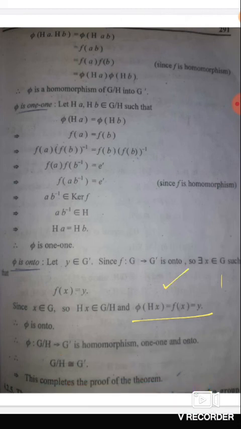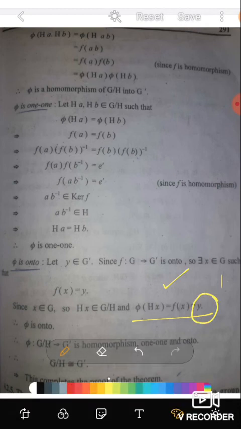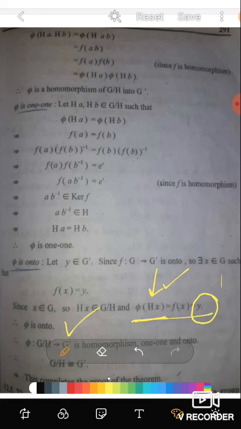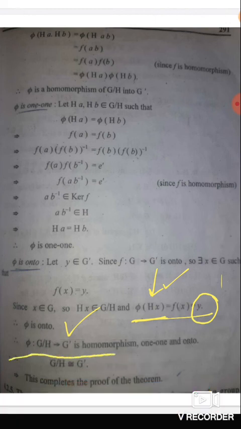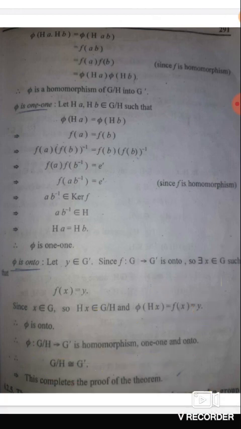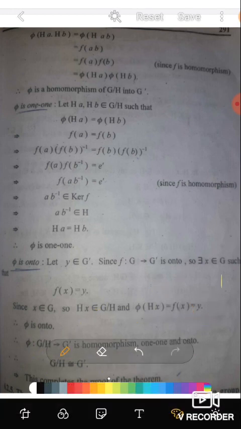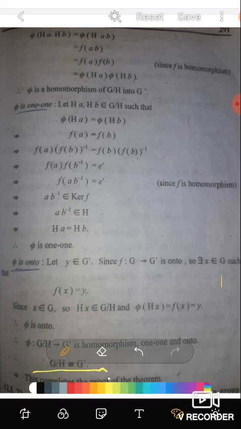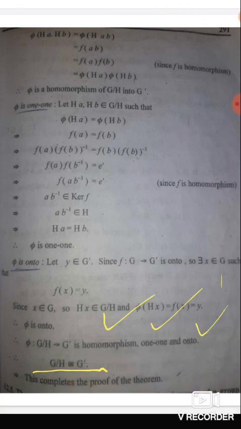So what we saw here is that for an element in the codomain there exists a pre-image in the domain. So we can say that phi is onto. Since we saw that this function is a homomorphism, 1-1 and onto, we can say that this set is isomorphic to G dash. So to prove a function isomorphic, or to prove any two groups or any two sets isomorphic, we have to show it is a homomorphism, 1-1 and onto.